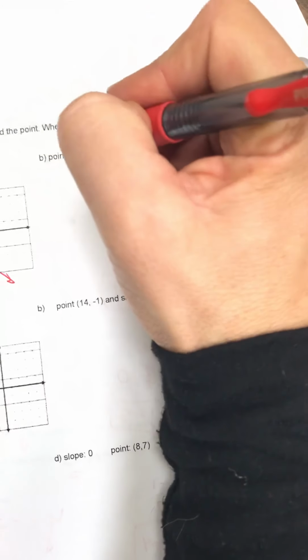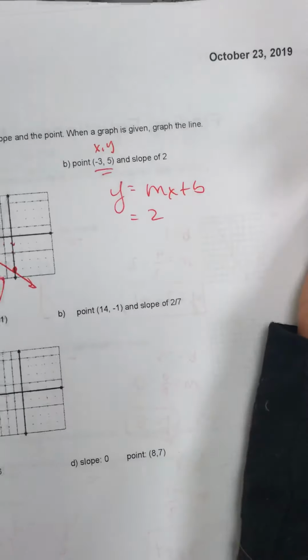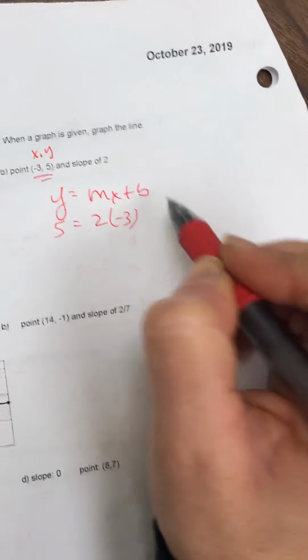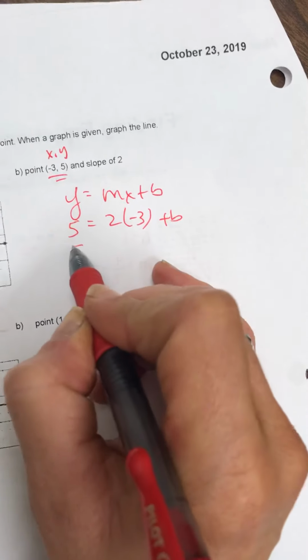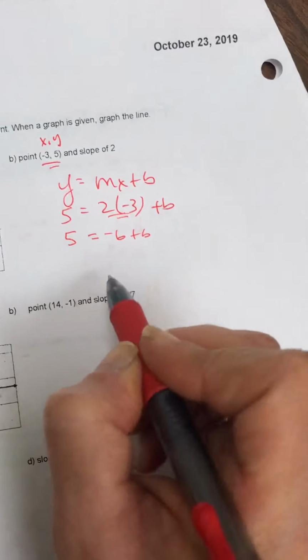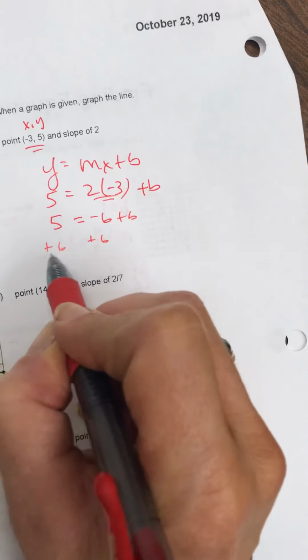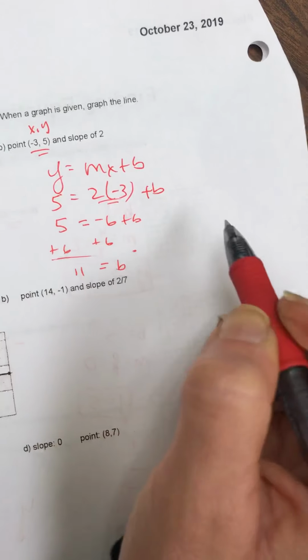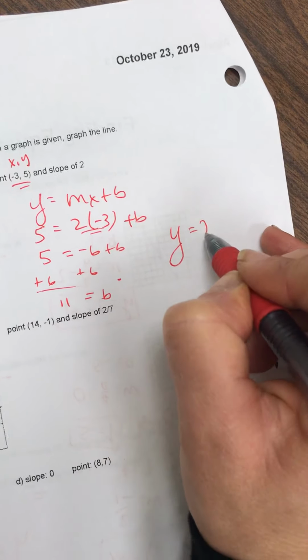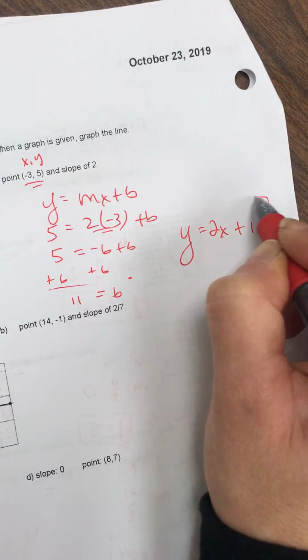But this point is still an x and a y. So I can stick -3 in for x and 5 in for y. And I get 5 equals, this value is -6 plus b. Super simple equation to solve. Add 6 to both sides. b equals 11. My equation of my line is y equals 2x plus 11.